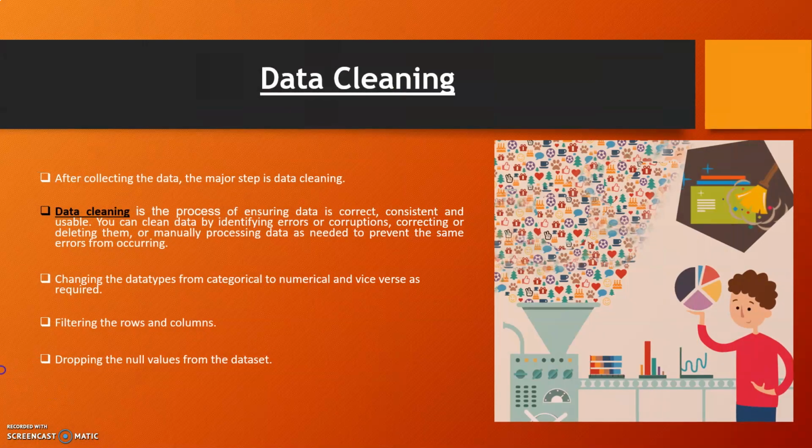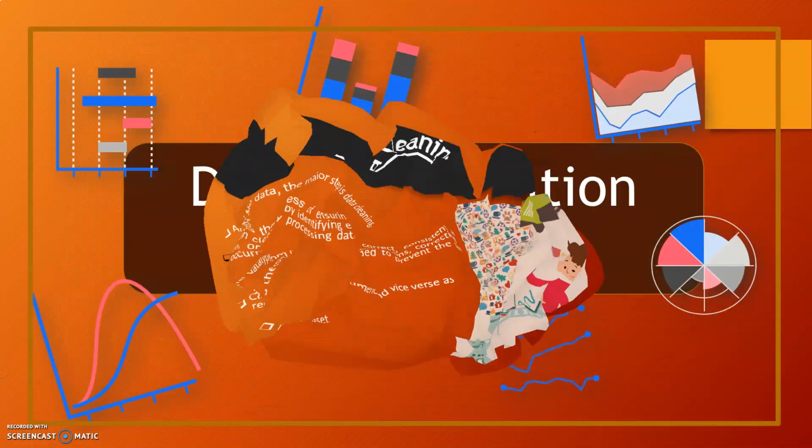Data cleaning. After collecting the data, the major step is data cleaning. Data cleaning is the process of ensuring that our data is correct, consistent, and usable. We can clean our data by identifying the errors or corruptions, correcting and deleting them, or manually processing the data as needed to prevent errors from occurring. Changing the data types from categorical to numerical and vice versa, filtering some rows and columns, and dropping the null values from the dataset are some of the steps for data cleaning.